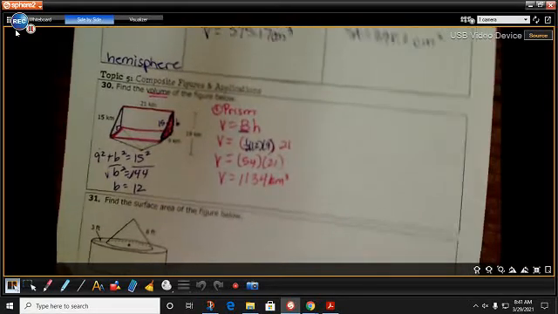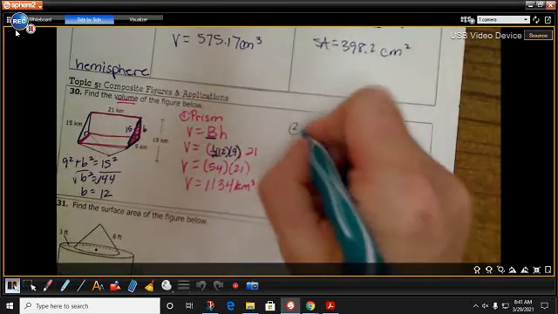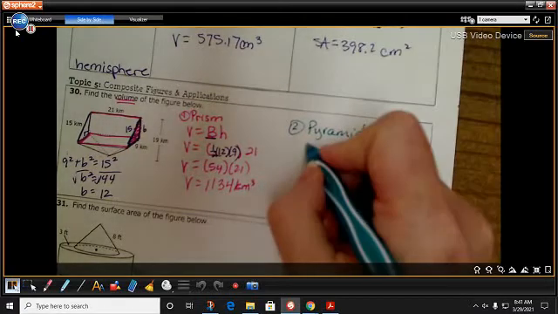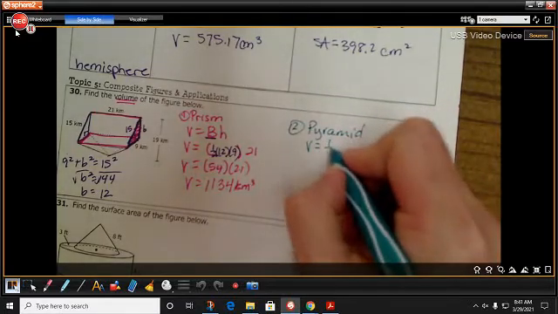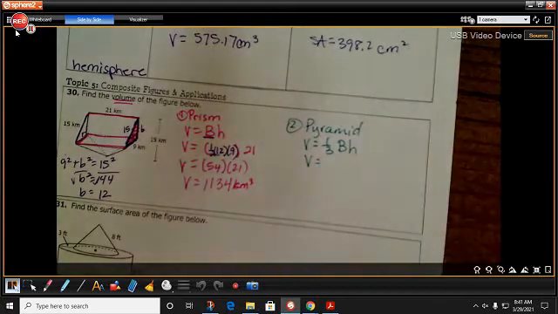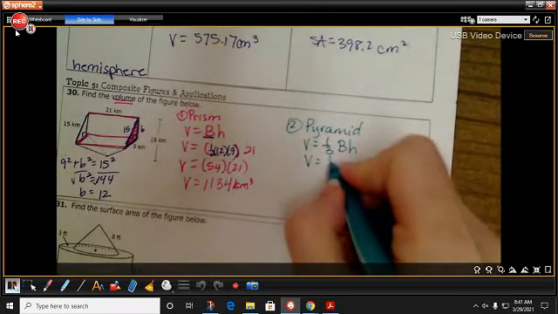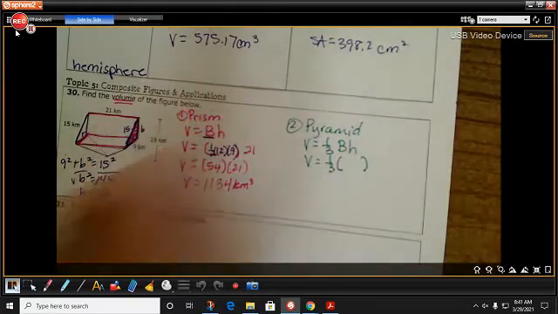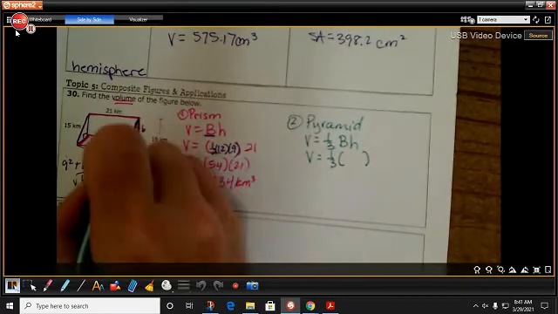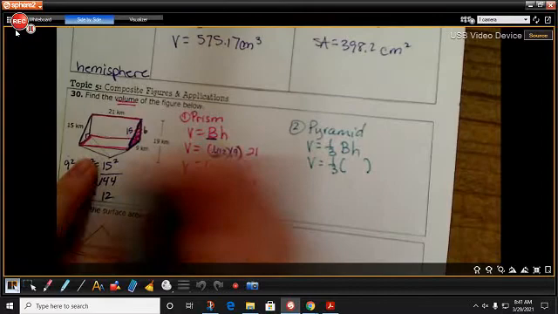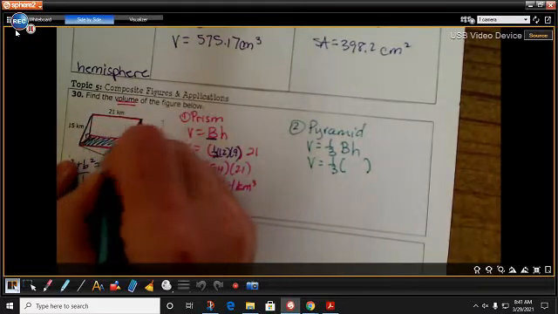Now I need to do a second one. Now I need to do that pyramid on the bottom. And the volume of a pyramid is 1/3 the area of the base times the height. And so for this, I'm going to need to do 1/3 area of the base times the height of this pyramid down here. And for this pyramid, let's see, its base is this rectangle here.